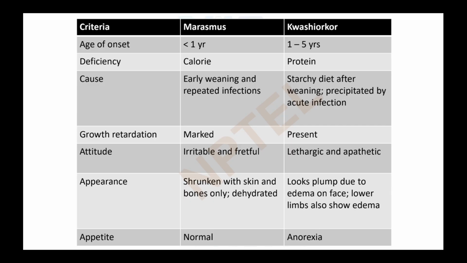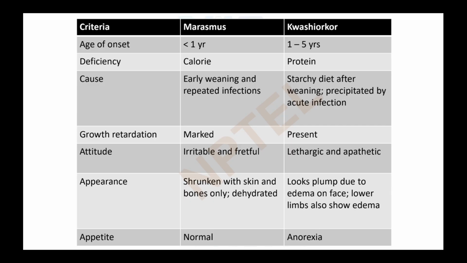Marasmus occurs due to early weaning and repeated infections, whereas kwashiorkor is due to an excessive starchy diet, basically a lack of protein in the diet. Growth retardation is marked in marasmus and present in kwashiorkor. The kid becomes irritable and fretful in marasmus, whereas in kwashiorkor the kid becomes lethargic and apathetic.